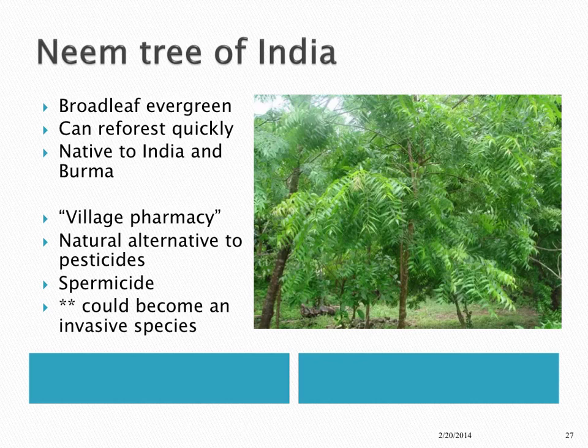The neem tree, of course, of India, as I mentioned before, is a broadleaf evergreen, can reforest very quickly, native to India and Burma. Of course, it needs a little bit more tropical of a region to grow. Florida would be an example. It's deemed the village pharmacy because it is a natural alternative to pesticides. It can act as a spermicide. The problem is, if we do bring it to Florida and grow this massively, it could become invasive and take over natural species.